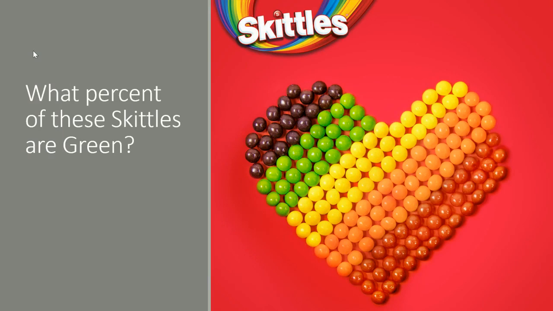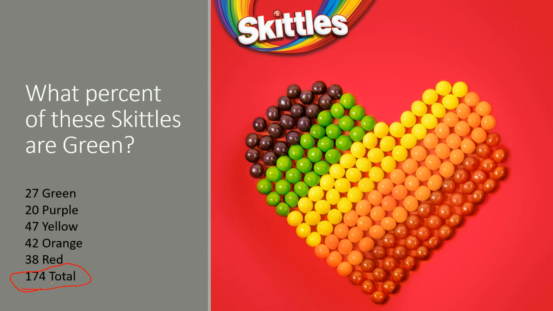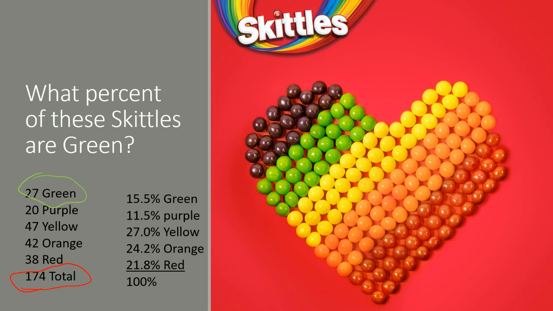So if I have all these Skittles and I asked you what percent were green, you would know that the way to find that out is to add up all the total of the Skittles and then figure out specifically which number of those were green. And then you would divide the number green by the total, right? So 27 divided by 174 would give you 15.5%. And that's how you would do any of these colors.